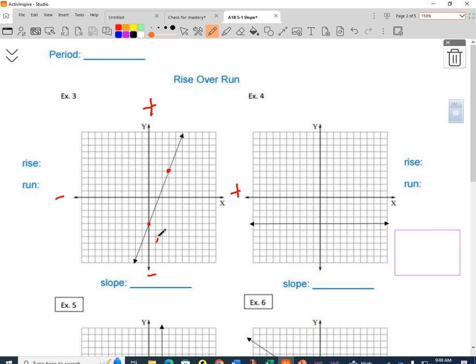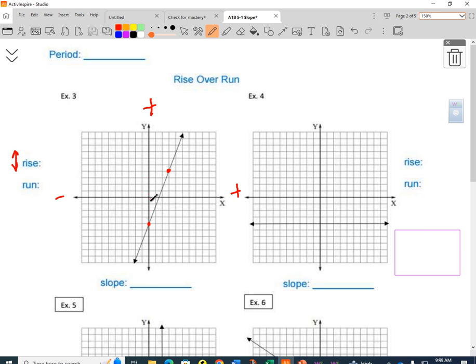All right, so I can count from this point up and over to that top point, or I could start with the top point and go down and to the left, right? Either way, it doesn't matter. I'm going to start with the bottom one this time. My rise number tells me how far I go up or down, just to get even with the point. So we're going to count.